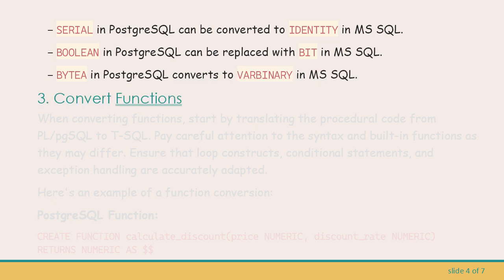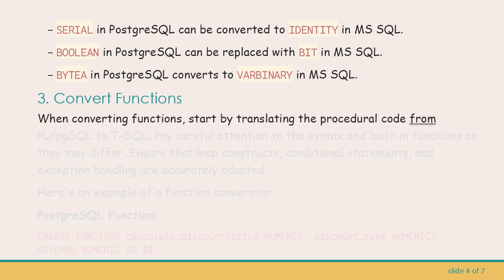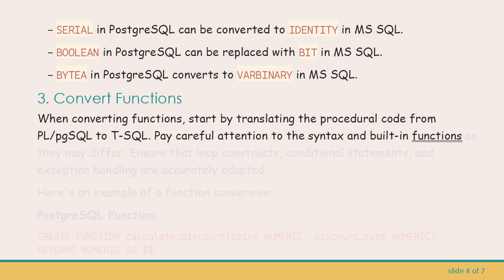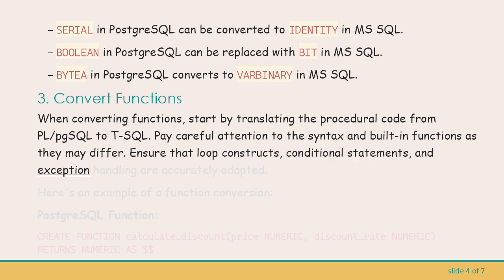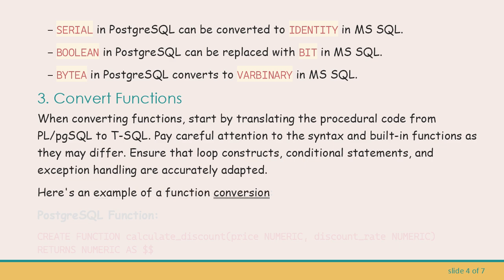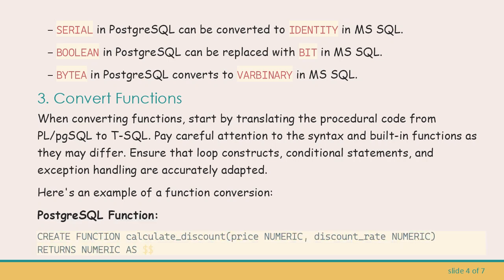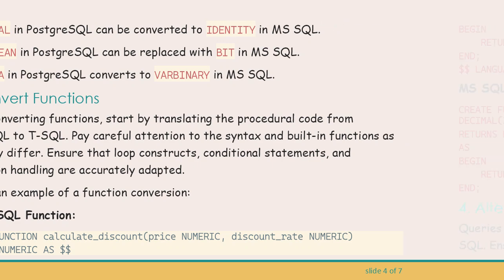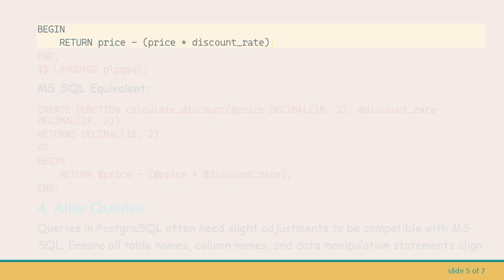3. Convert functions. When converting functions, start by translating the procedural code from PL/pgSQL to T-SQL. Pay careful attention to the syntax and built-in functions as they may differ. Ensure that loop constructs, conditional statements, and exception handling are accurately adapted. Here's an example of a function conversion. PostgreSQL function. MS SQL equivalent.